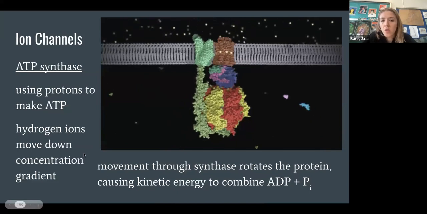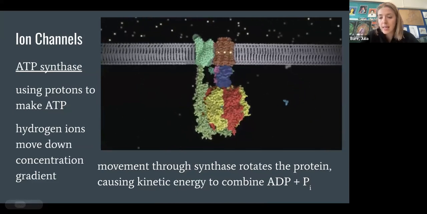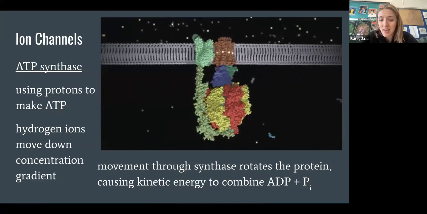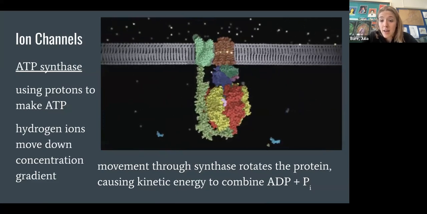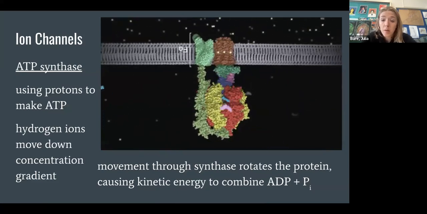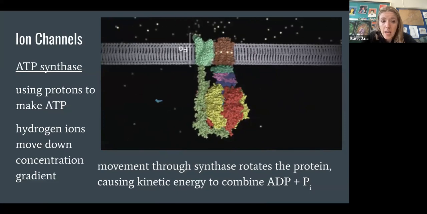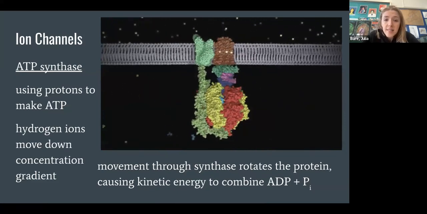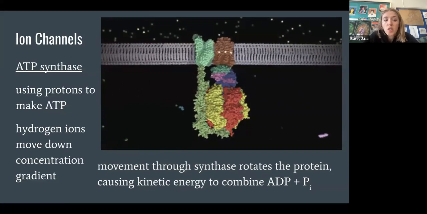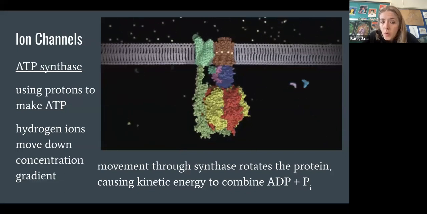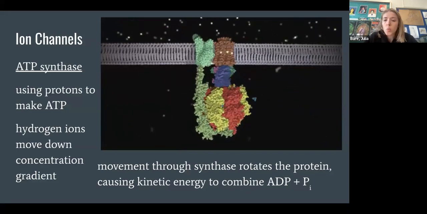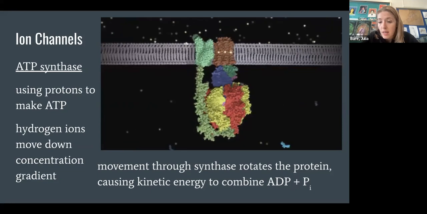So this is a molecule called ATP synthase. Anytime anything ends in ASE, it means it's an enzyme. And so that means it's going to be either putting a molecule together or breaking it apart. And this ATP synthase molecule is going to use a proton gradient to power the synthesis of ATP.